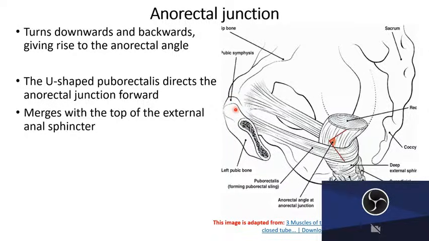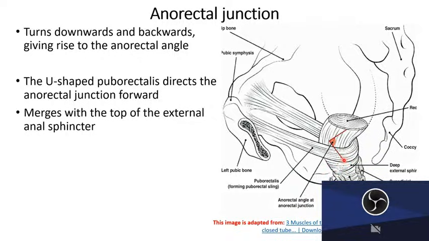And you can appreciate the posterior surface of the body of the pubis, seeing the part of the levator ani muscle, the medial part that forms the puborectalis, which will form a U-shaped ring of muscle around the rectum, at the junction between the rectum and the anus. You could see how closely connected it is with the deep external anal sphincter muscle.